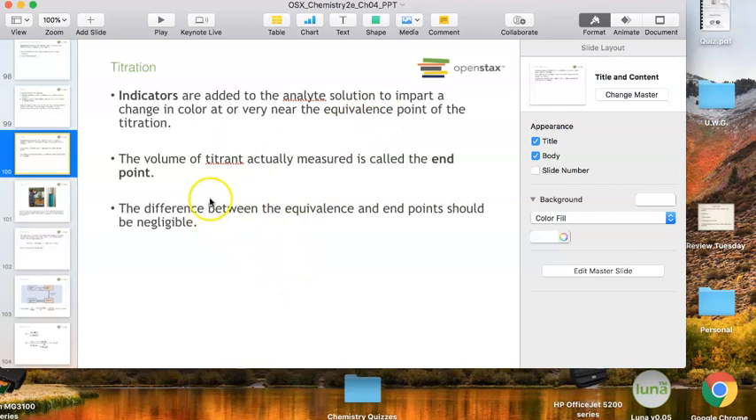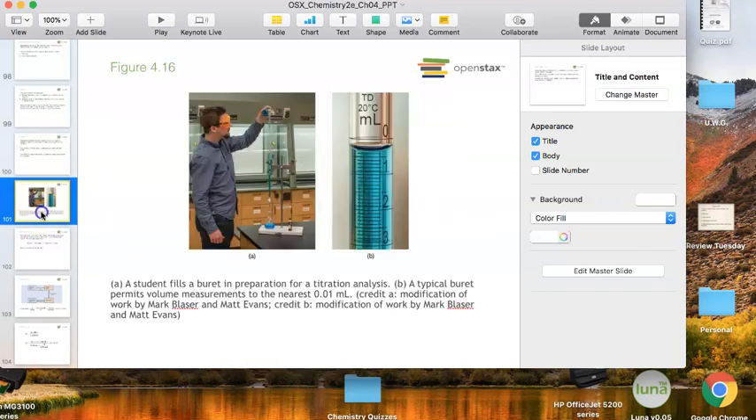So the volume of the titrant measured is called the endpoint. Okay, so when you reach the endpoint of the reaction, that is the point at which you stop the reaction and you measure your volume added. So the difference between the equivalence point and the endpoint should be negligible. So we're assuming that they're pretty much the same thing.